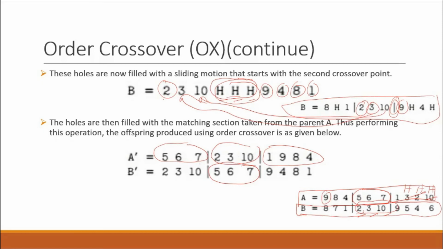So 1984. So one, then these three have to move to the inside. So 984 comes next. Then 567. 567 has to come here. So this is the order crossover.